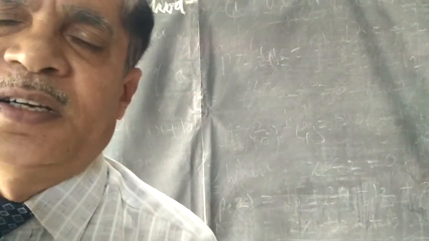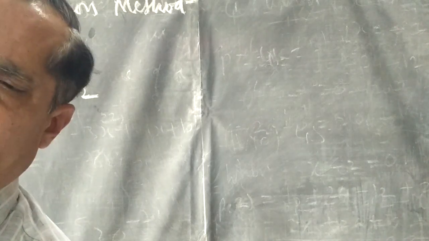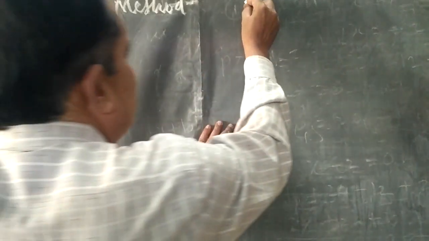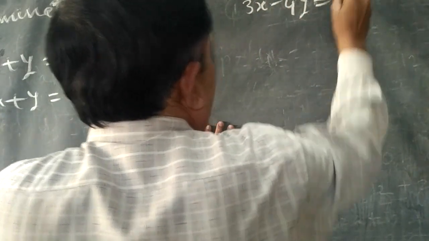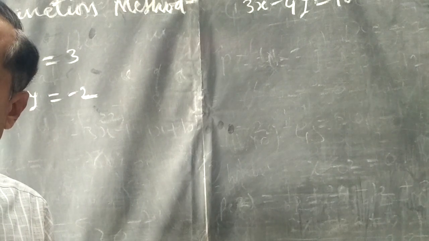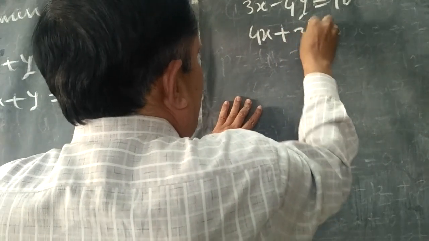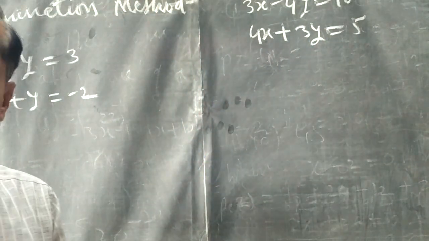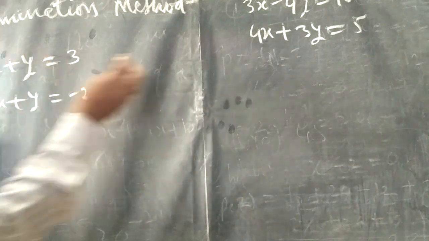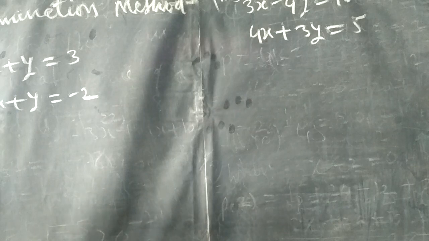Now I am also writing a second example: 3x minus 4y equal to 10, and the second equation is 4x plus 3y equal to 5. Please see, I have taken two examples, 1 and 2. In these two examples, you will understand this methodology.